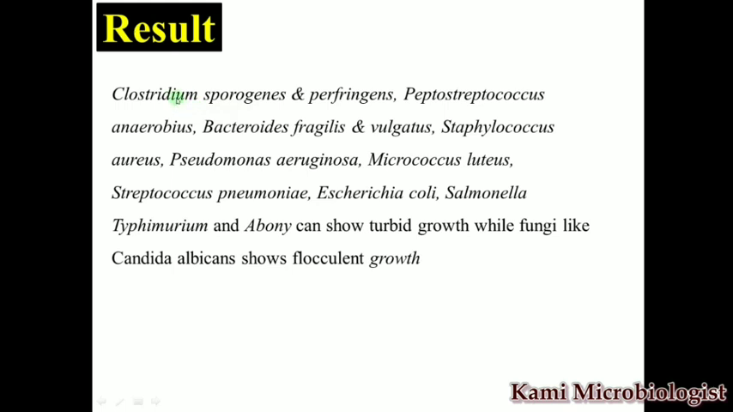So in this case, the most special types of bacteria are Clostridium sporogenes, Clostridium perfringens, Streptococcus anaerobius, Bacteroides fragilis, Streptococcus, Staphylococcus aureus, Pseudomonas aeruginosa, Micrococcus luteus, Streptococcus pneumoniae, E. coli, Salmonella Typhimurium, and others. So these types of bacteria can show turbid growth.